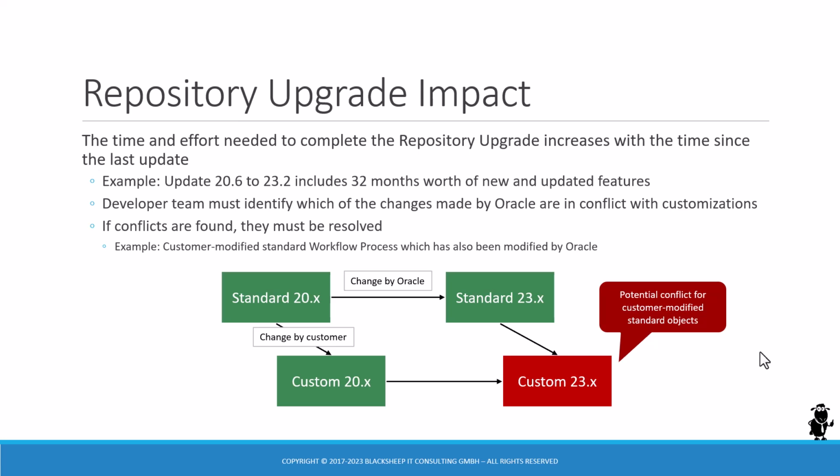But it could be, for example, think of a customer modified standard workflow process as an example, like the order management workflows, which got a lot of attention in the 22.12. So those changes would be included. So if you have modified those standard order management workflow processes, which Oracle also has modified, then you are in a high potential conflict situation, as illustrated in the diagram.